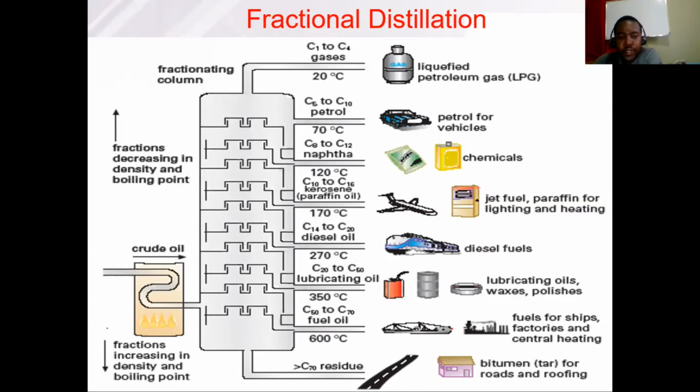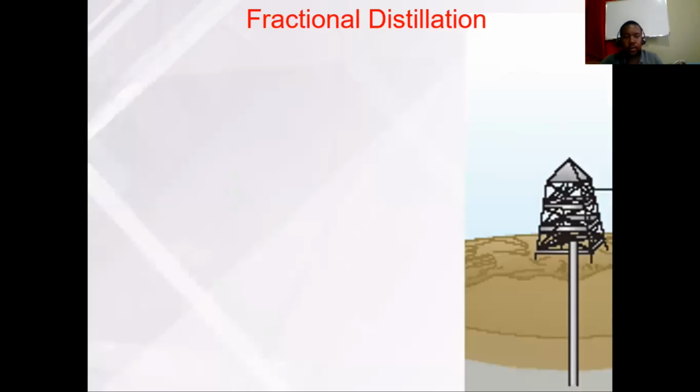Then the lubricating oils, right? The lubricating oils, waxes, or polishes that we use. Then the fuel oil for ships and factories, right? And then finally, we have the residue, which is known as bitumen, right? And bitumen we use on the road as tar to pave our roads, right? So each section gives a different compound that is produced, and each has an important use. So you need to remember at least one use for each of these sections, right?